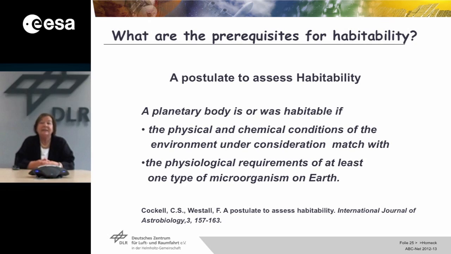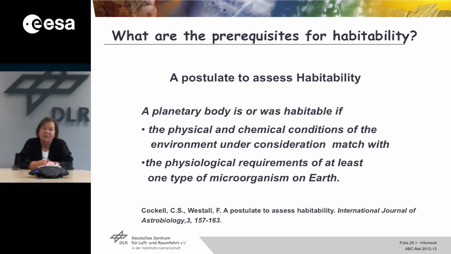We have the example of life on Earth, and Charles Cockell and Frances Westall, who are also participating as lecturers in this course, have set up a postulate to assess habitability. They say that we have to find at least one example on Earth which could live under the conditions which we find beyond the Earth. So a planetary body is or was habitable if the physical and chemical conditions of the environment under consideration match with the physiological requirements of at least one type of microorganism on Earth.